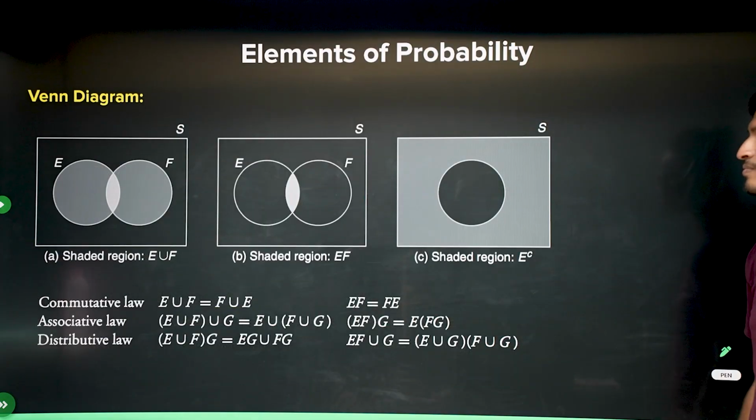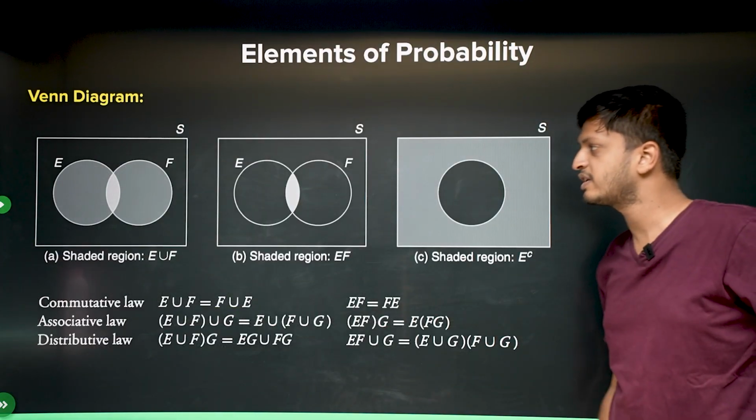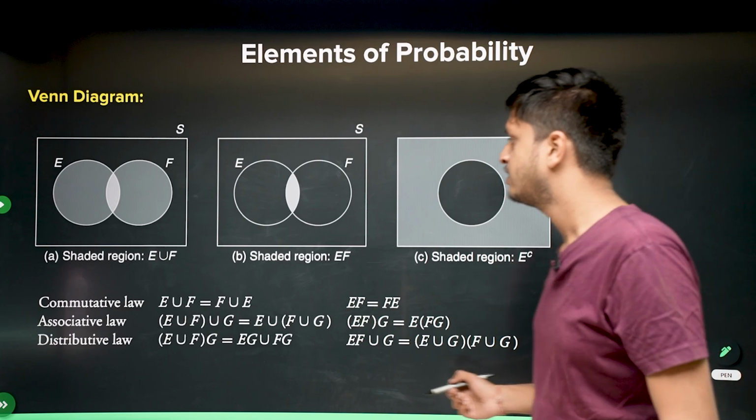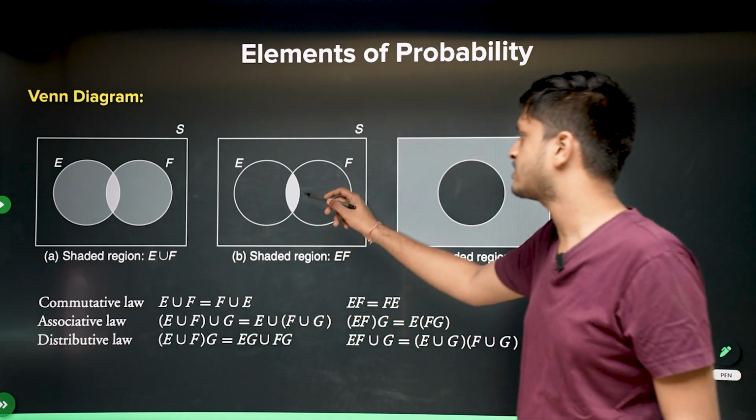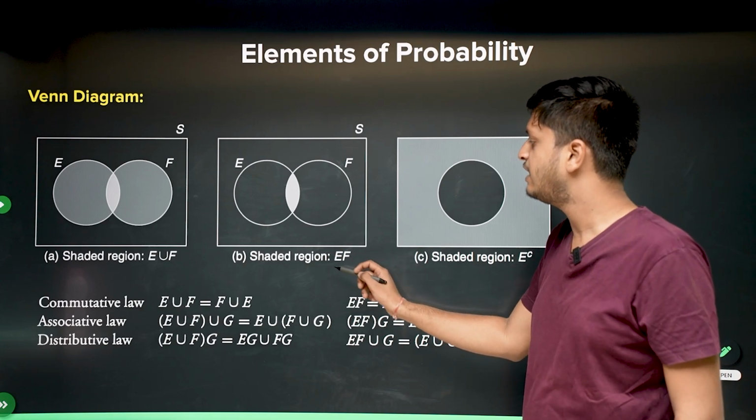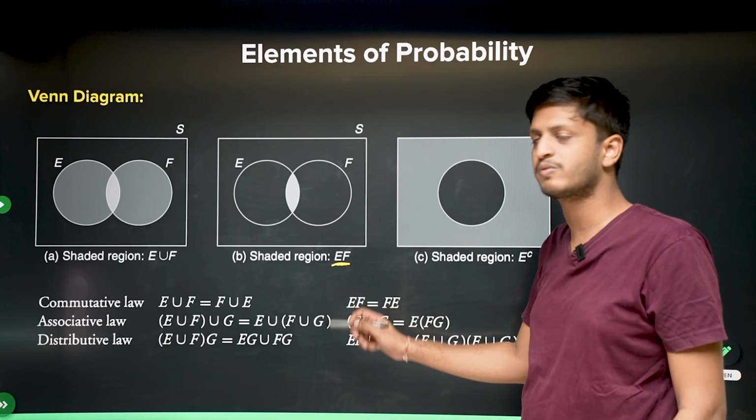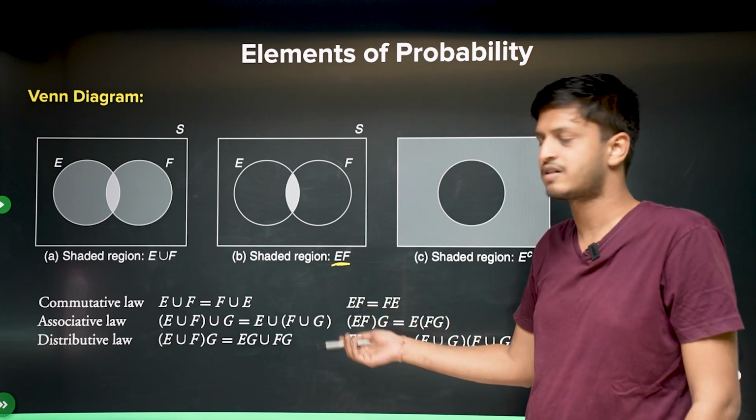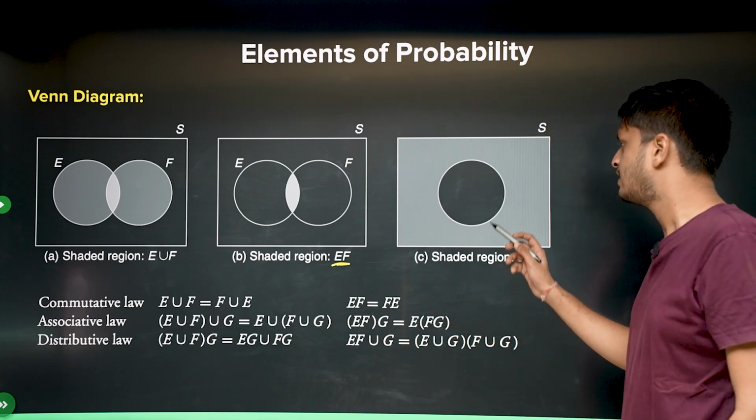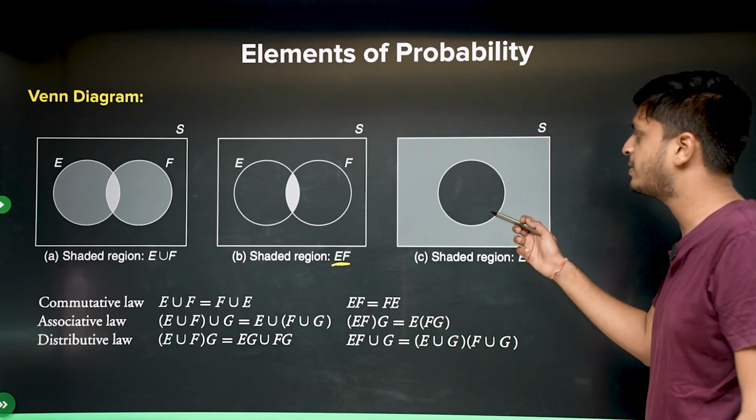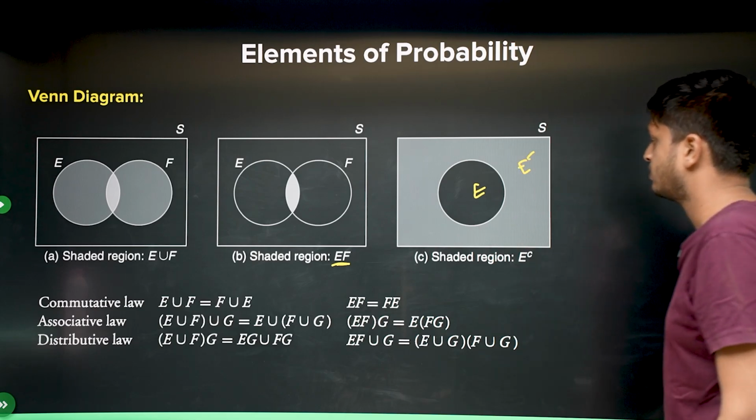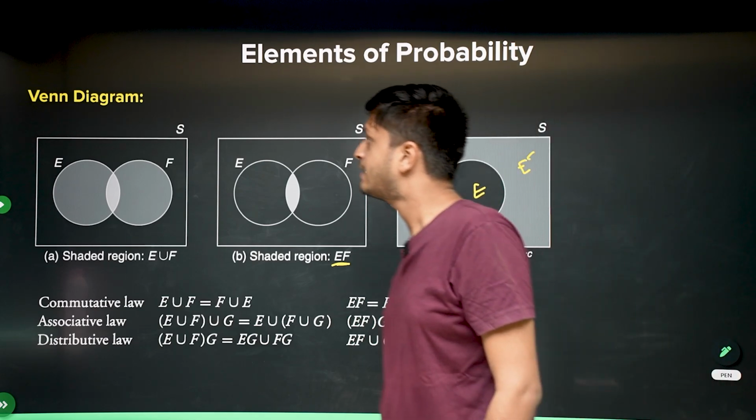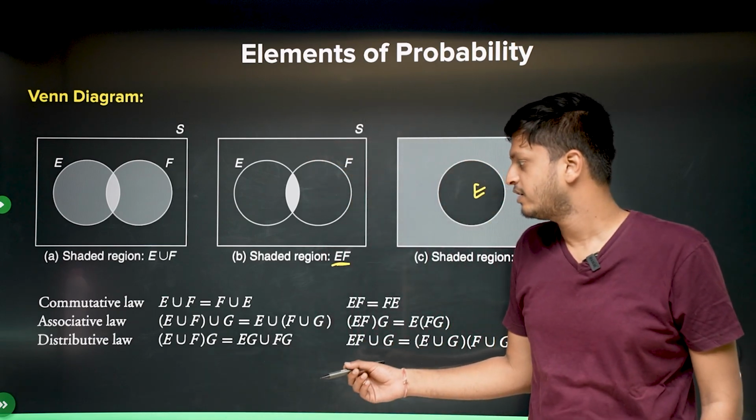Okay. So this is like using the Venn diagram showing the same thing. The shaded region here is E union F. Here the shaded region is E intersection F. E intersection F is sometimes written like this as well, EF. It is E intersection F only. And here the shaded region is E complement. If this is E, this is E complement. And then we have a few laws as well here.